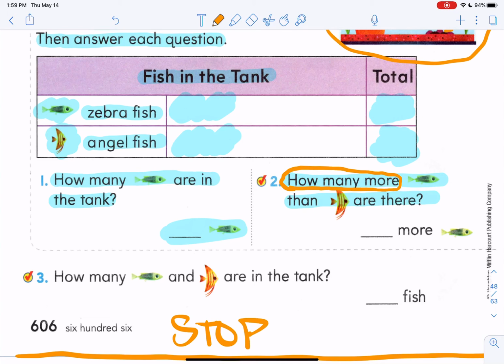And your answer can go down here. And then the last problem, ooh, they gave you a really tough one here. It says how many zebrafish and angelfish are in the tank? Well, we've got another signal word, and. Are we going to add the fish or subtract the fish? You're going to add the fish on this one. So see what you can do with these problems, and then we're going to stop.